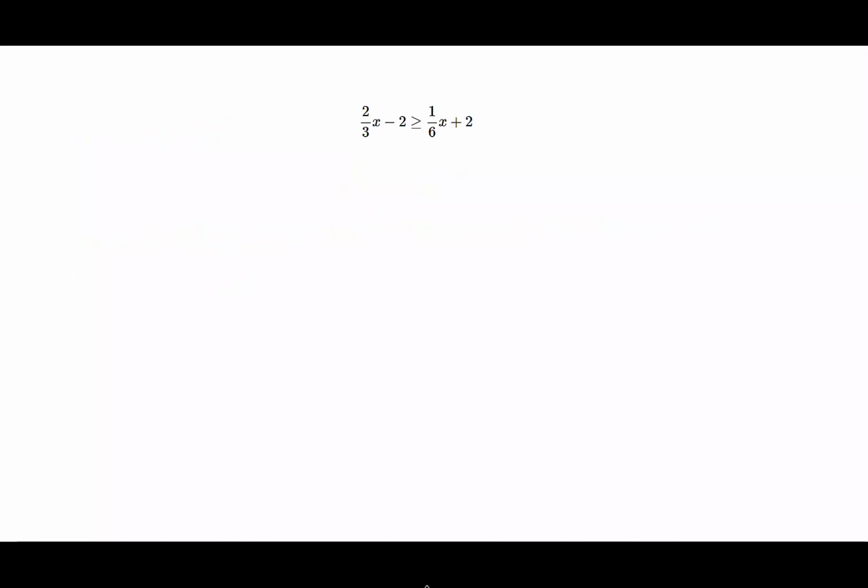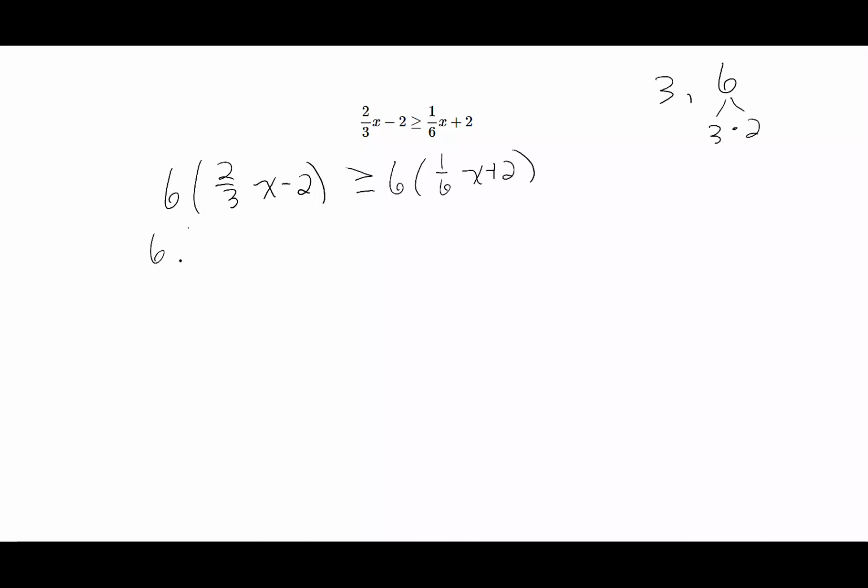Let's give ourselves a little more room. I have 2/3 of x minus 2 is greater than or equal to 1/6 of x plus 2. To start off, I want to get rid of the fraction. I have a 3 and a 6. But since 6 is really 3 times 2, multiplying by 6 will clear both the 3 and the 6. So I have 6 times 2/3 of x minus 2 greater than or equal to 6 times 1/6 of x plus 2. I will write this the long way, so 6 times 2 over 3 times x minus 6 times 2 greater than or equal to 6 times 1/6 of x plus 6 times 2.